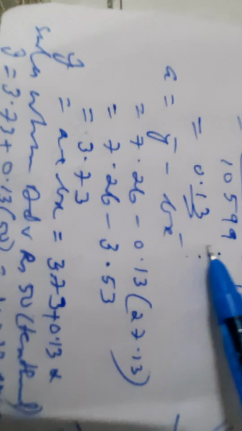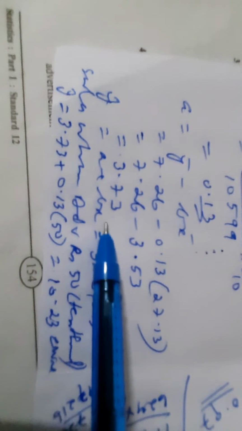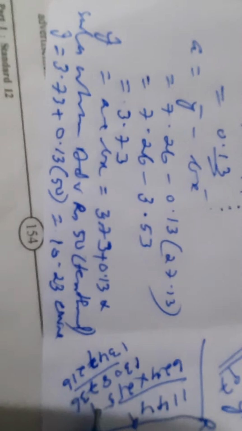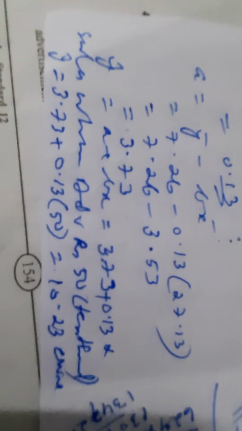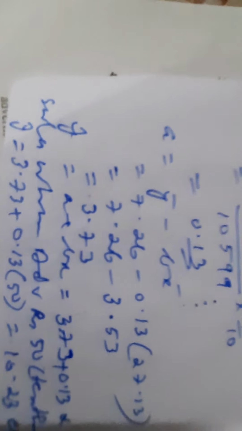Then a is equal to y bar minus b x bar. Further we proceed, 3.73, and then we replace the value for x, which is 50. So the final answer is 10.23 crores. That is question number 4. Now we have 3 more questions.